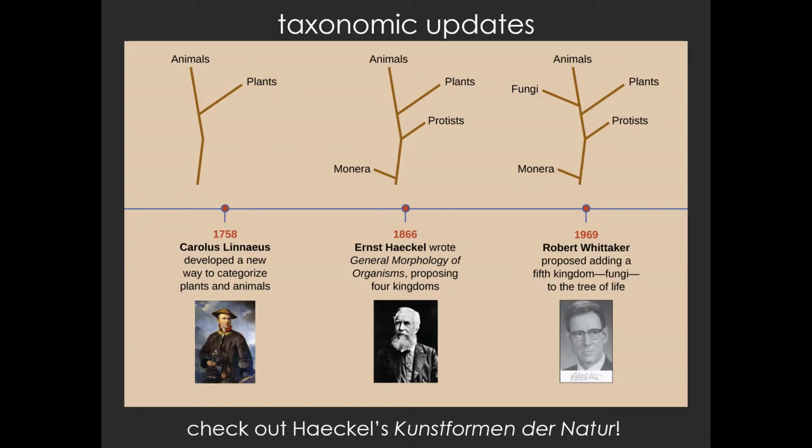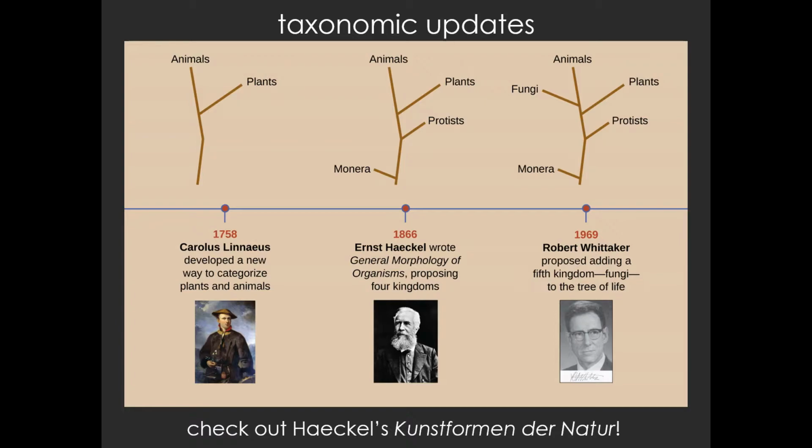In 1969, Robert Whittaker proposes adding a 5th kingdom, fungi, to the tree of life, which is kind of interesting. You might wonder, where were the fungi? They were actually grouped with the plants, probably because a lot of them are green, but strangely enough, none of them photosynthesize. All fungi are heterotrophs. They eat food just like animals do. So kind of a weird thing to throw them in with the plants. I think it was just a matter of not really knowing what else to do with them, but that was solved in 1969 when Robert Whittaker added that 5th kingdom.